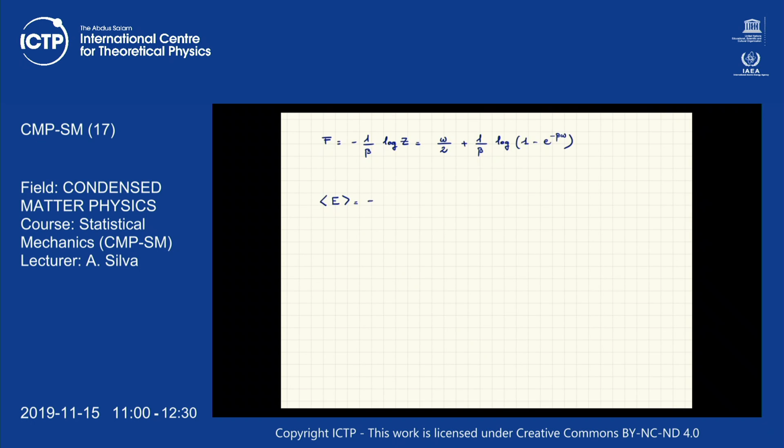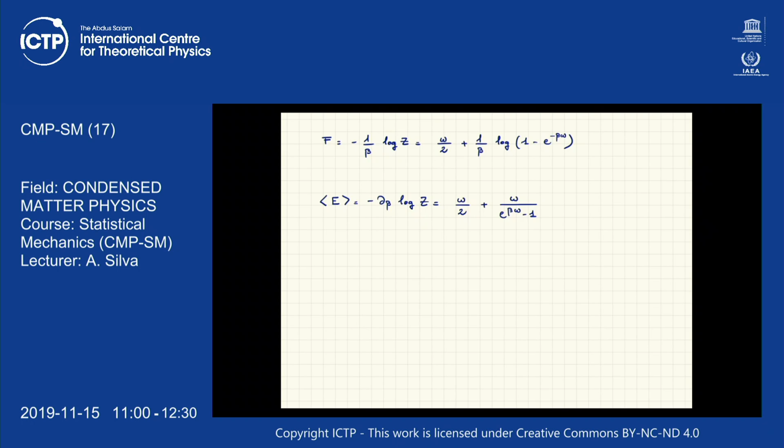So let us compute, for example, the average energy. If you compute the average energy, you have to take the derivative with respect to beta of the log of Z. If you do the calculation, which is straightforward, I'll let you do all the derivatives, you will get this result. Okay, so the average energy is omega over 2, which is just the zero-point energy, plus omega times 1 over e to the beta omega minus 1.